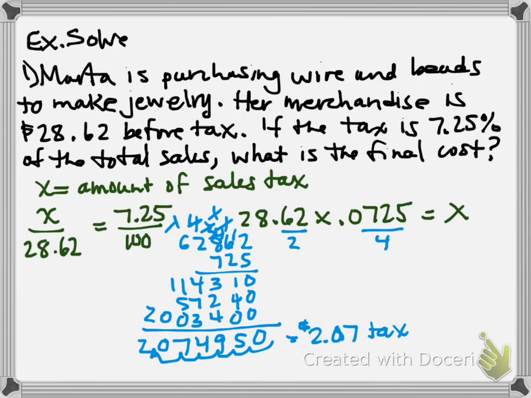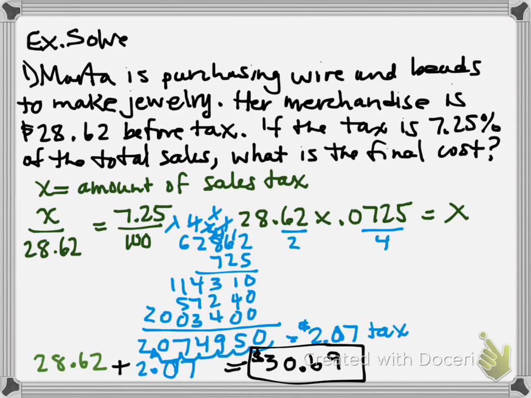So for my final answer, I'm going to go ahead and take that number. I'll go back to my 28.62. I'm going to add my sales tax, that 2.07, oops, 07, and I'm going to get my final answer is, let's see, we get 7 and 2 is a 9, 0 and 6 is a 6, 2 and 8 is a 10, and then we carry over, and we get a final answer of $30.69.